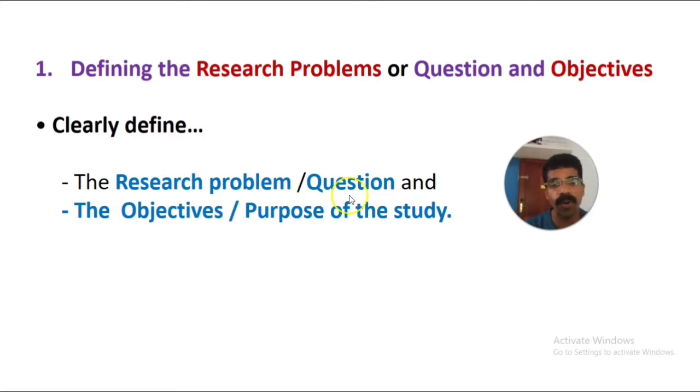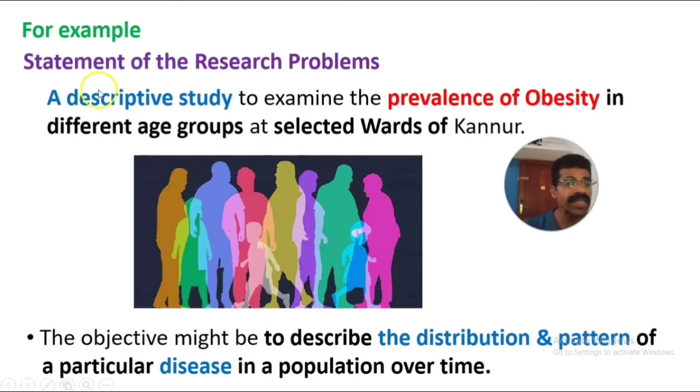Based on the problem or question, we have to make objectives or purpose of the research study. So we conduct the study according to these objectives and the purpose we have already set in the first step of descriptive study. For example, the statement of the research problem or question can be a descriptive study to examine, to assess, or to evaluate the prevalence of obesity, prevalence of hypertension. Prevalence means the present, prevalence of obesity, hypertension, diabetes, COVID-19, etc.